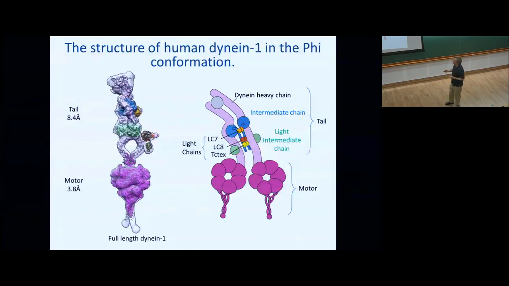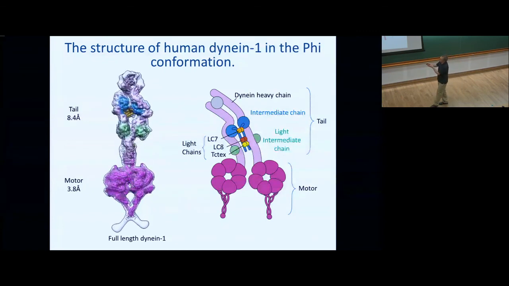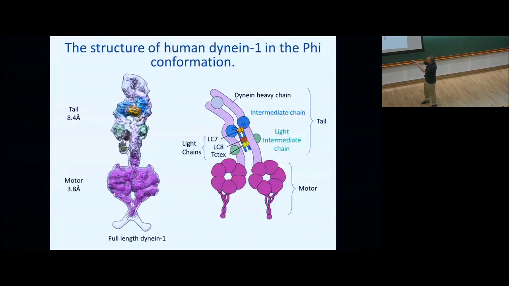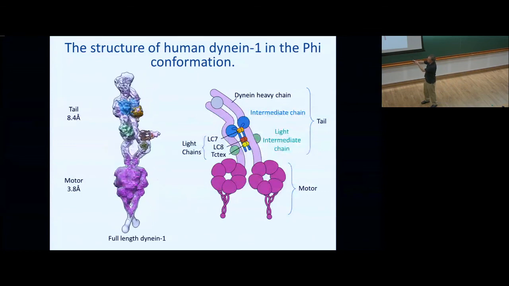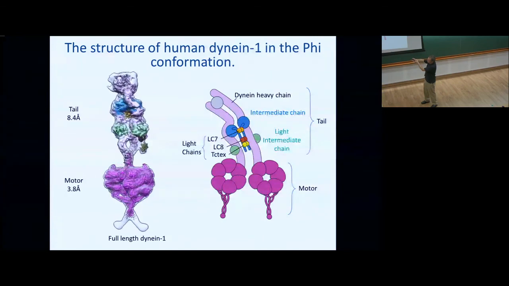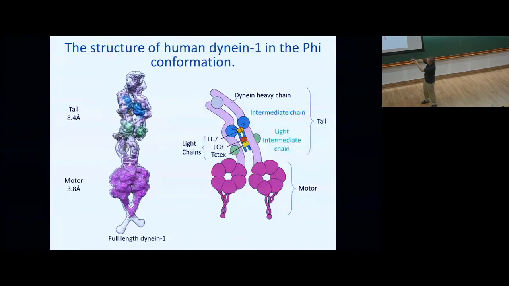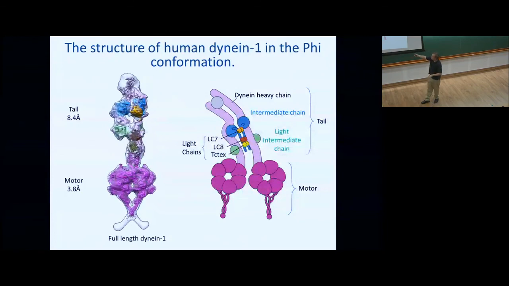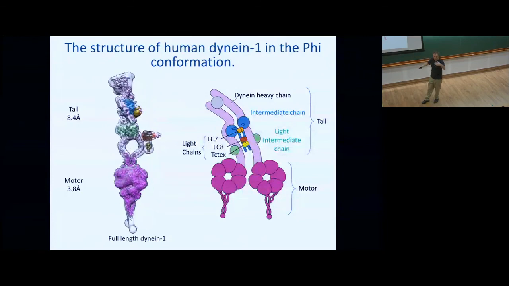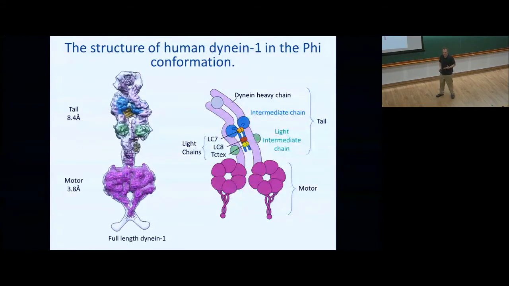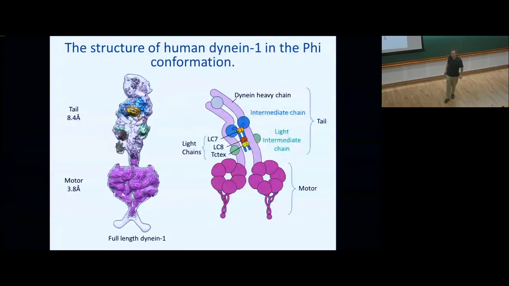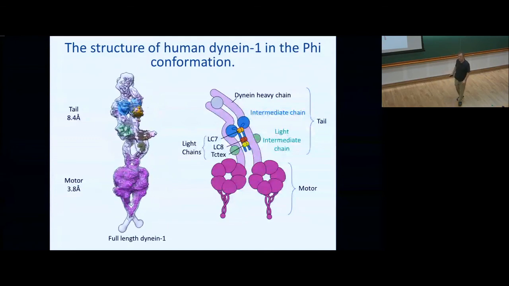lab. But what's interesting is that we see some extra density, and we can't be completely sure what it was, but we see a little bit of a connection between the LC7, which we really can see, and this density here. So it looks to us as though these light chains are actually docking against one side of the heavy chain. So in this inhibited form, they're actually zippering down and helping to stabilize the structure a bit.